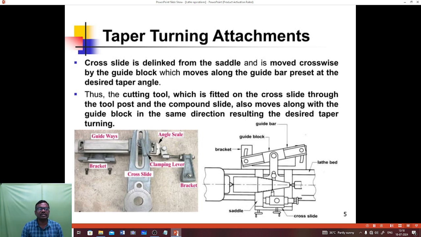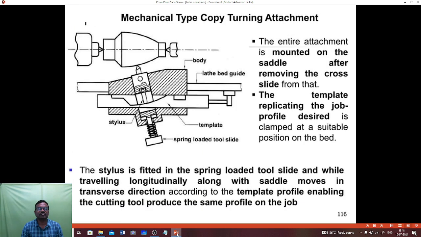Taper turning attachment. Cross slide is delinked from the center and is moved crossways by the guide block, which moves along the guide block pre-set at the desired taper angle. Thus, the cutting tool, which is fitted on the cross slide through the tool post in the compound slide, also moves along the taper guide block in the same direction, resulting in the desired taper turning.